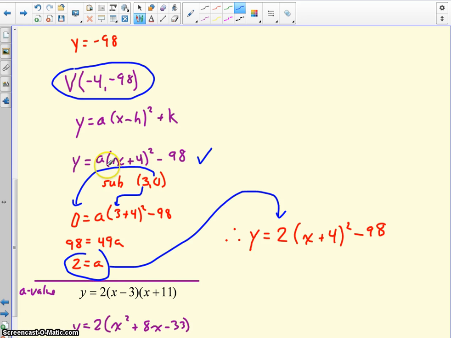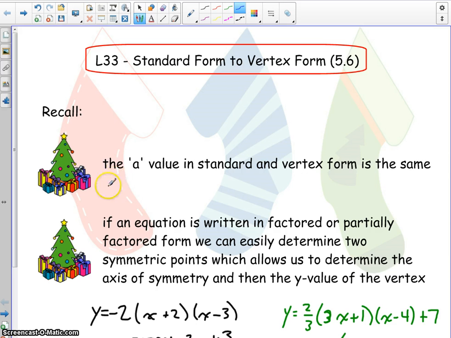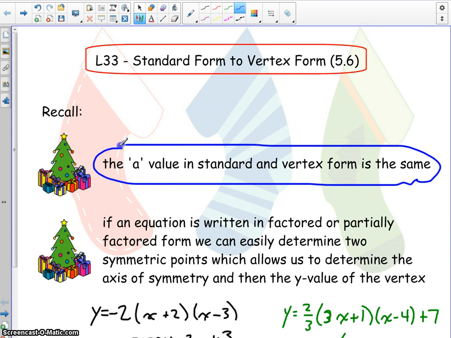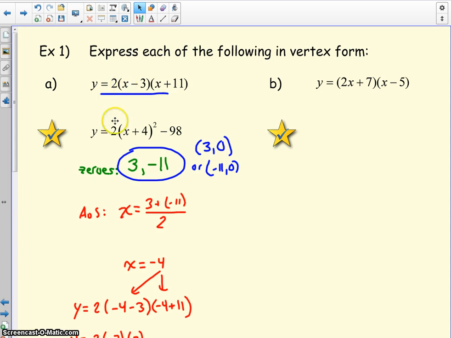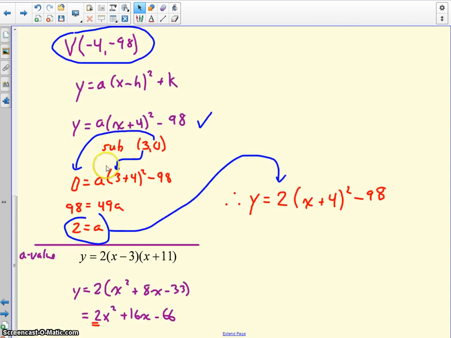Now, alternatively, if you didn't want to go through this process, if you remember from last lesson, the a value from standard form and vertex form is the same. So we don't have standard form right now, we have factored form, but we can take a quick little step here and put this into standard form if we want to find our a value as well. So there's a potential aside down here. If you want to find the a value, you can take the original equation, expand it and simplify.